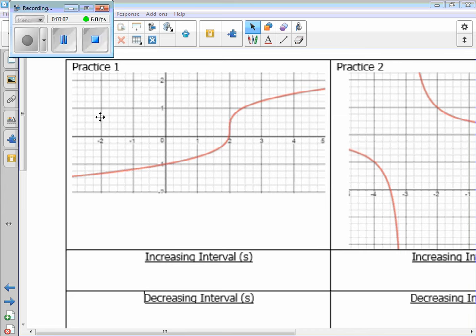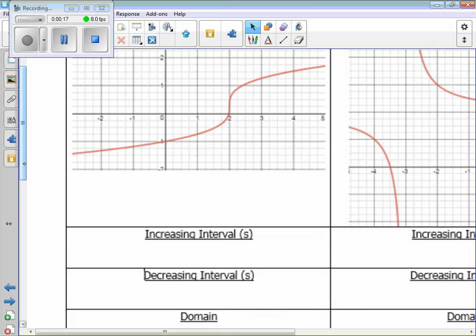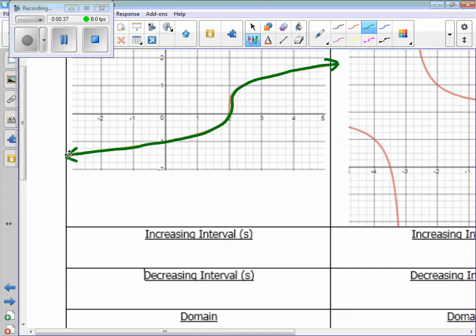Okay, so this is 1C, which is practicing all the different parts of the graph. So, practice number 1, we have a cube root function, and it's increasing intervals. As you're going along the graph, taking from left to right, at all points, increasing is the same thing as a positive slope. At all points, it's a positive slope. So all the way along this graph there's a positive slope. Always assume these graphs also are continuous.